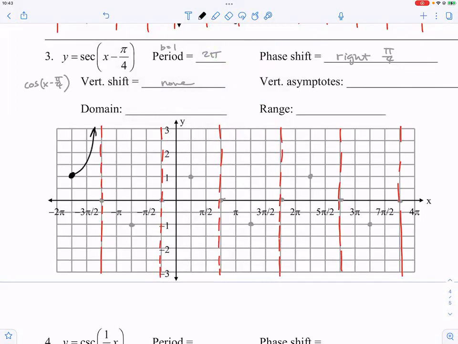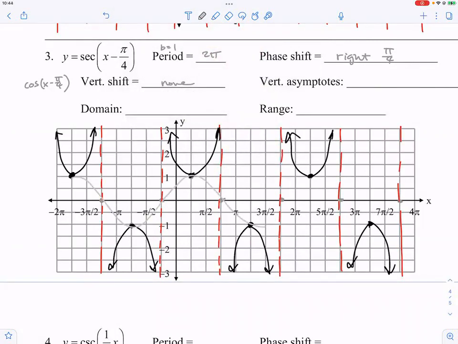And then they go up or they go down. If it's above the midline, they will go up. If it's below the midline, they go down. So if you want to keep the graph clean, then you can imagine that line being drawn. And then just know the features: when the cosine graph hits the midline, that's where you have the asymptotes.